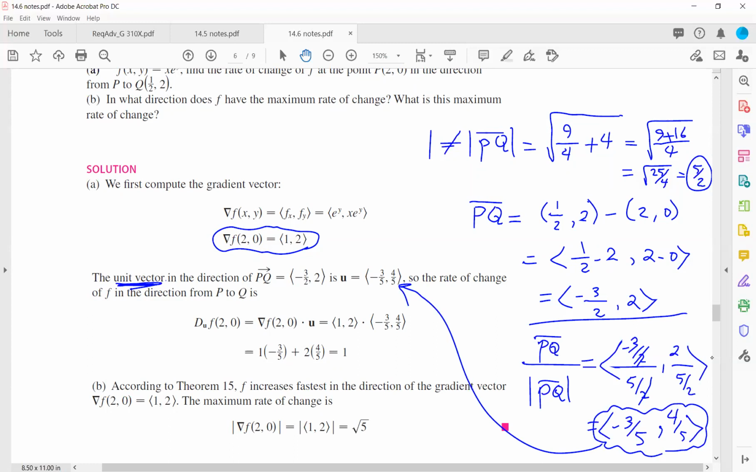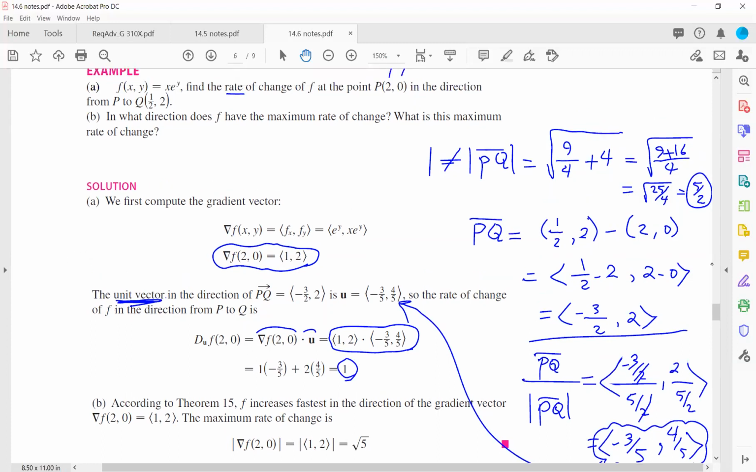Okay, we already calculated our gradient function. We have a unit vector to use, and we find the dot product: 1 times -3/5 plus 2 times 4/5. This is equal to 1. So we found the rate of change of F at point (2, 0) in the direction connecting P to Q.